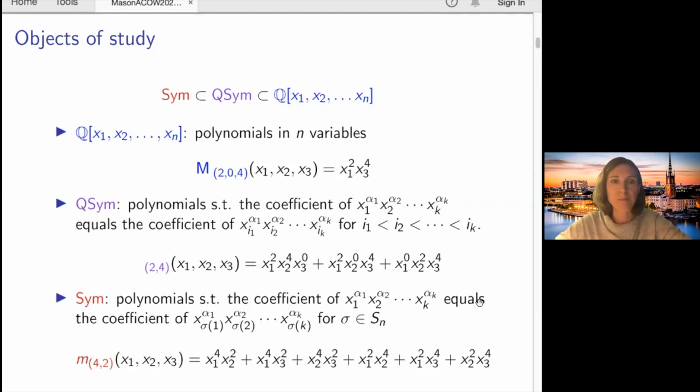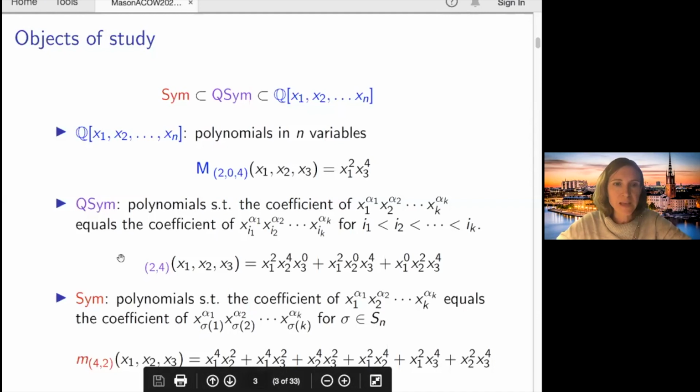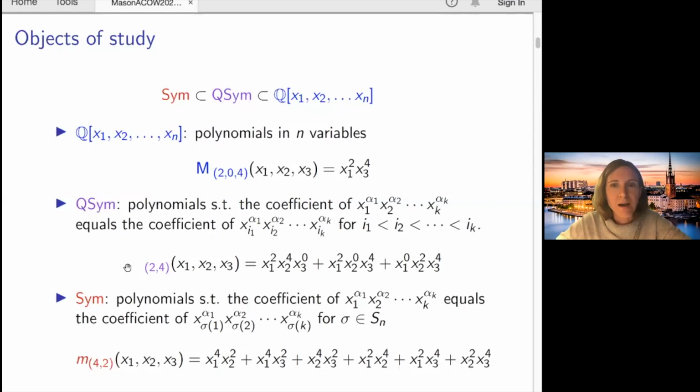So for example, here we have, ooh, something's disappeared from my slide. There's supposed to be an M there. Hopefully that's not a problem throughout.